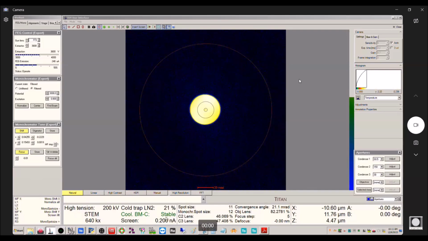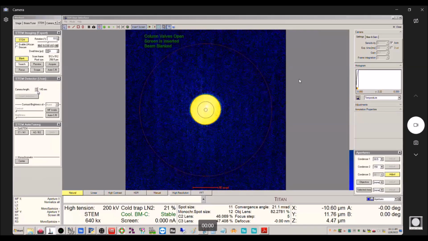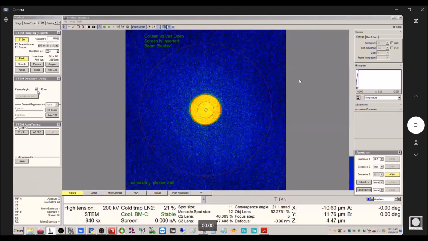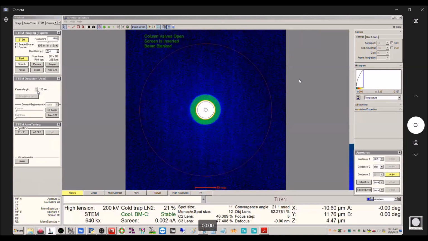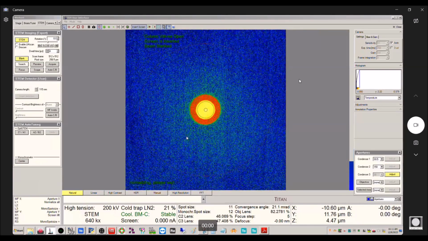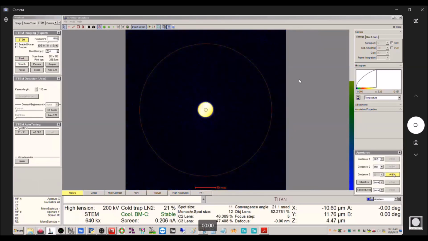Yeah, and this is about what I was expecting, about 200 picoamps. So I'm doing everything correct here. Come on. Okay, let me bump the camera length down just a little bit here. So it's going to make this maybe a little bit easier to see. Correct alignments, where are you?